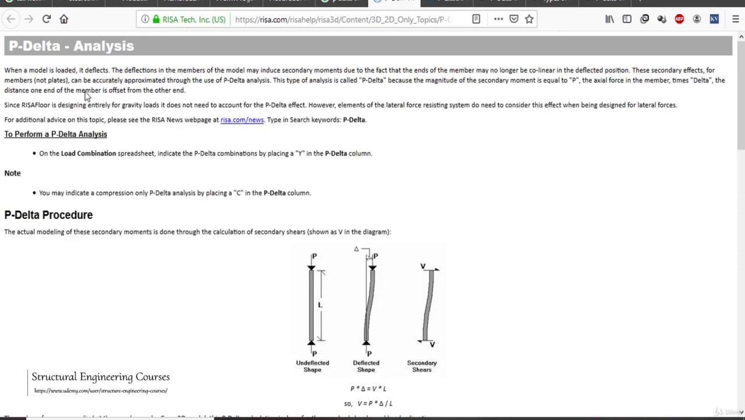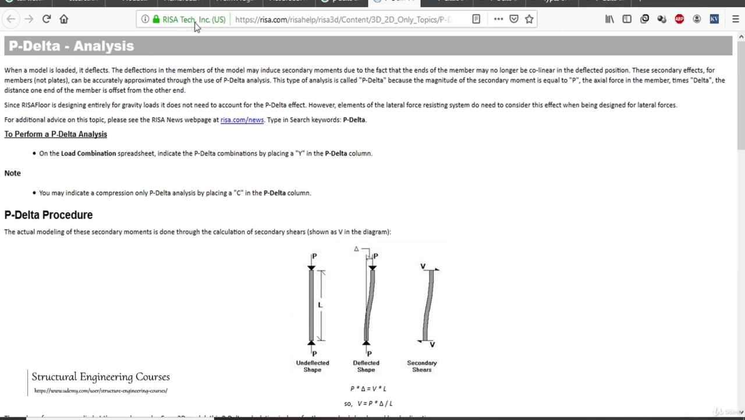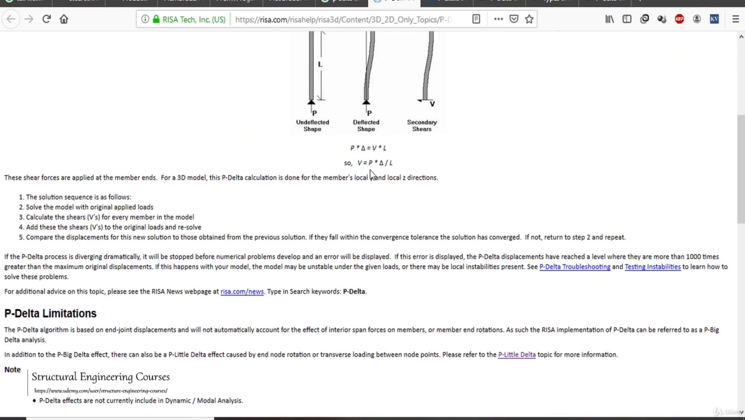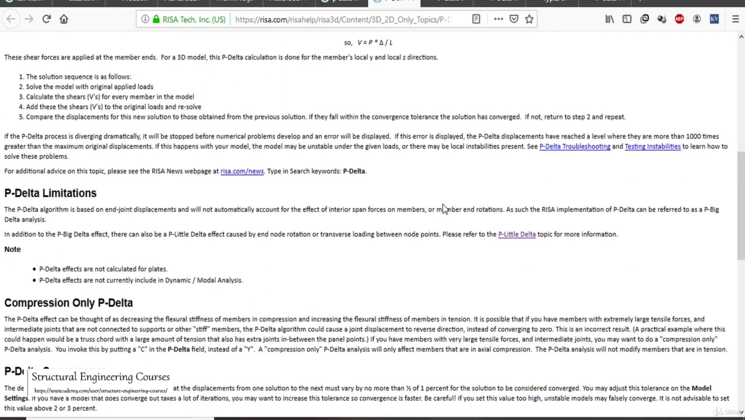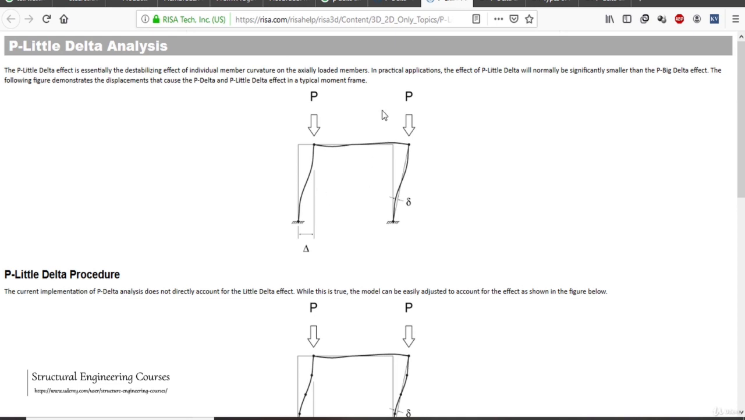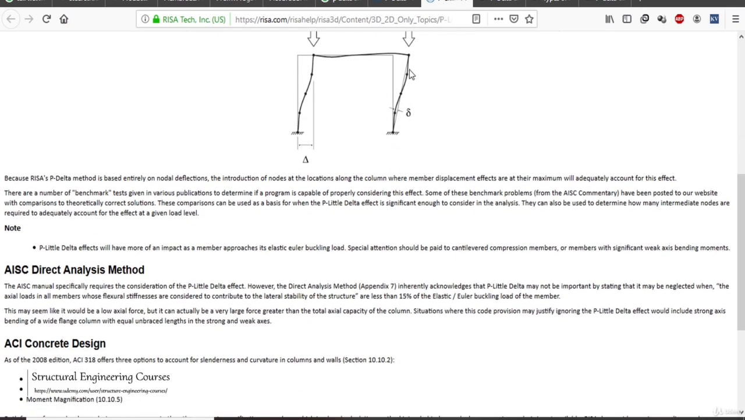Otherwise, Reza has also written this very good article about the P capital delta analysis. If you think these articles are still not clear to you, you can refer to the Reza knowledge base, and here they have explained the P capital delta analysis again. So here again is the same math: this is the capital delta, and the total bending moment is nothing but the contribution of the static as well as this P into delta bending moment. Again they have introduced P small delta also, that is, here you can see this is the double curvature value here. Here again they have shown this double curvature.